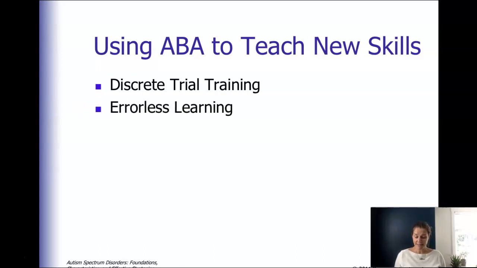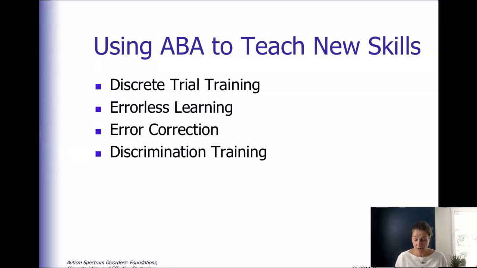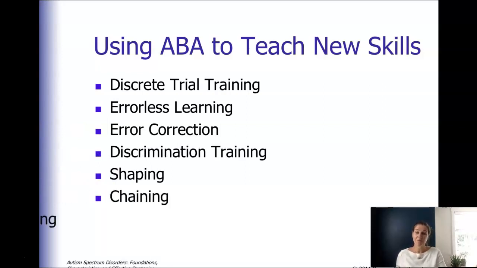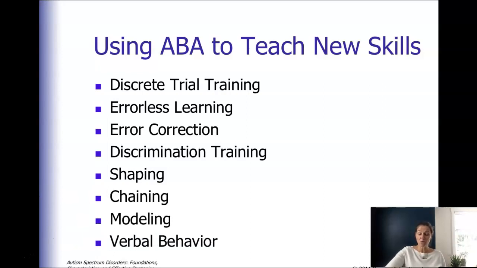Errorless learning is a technique that we use, error correction, discrimination training, shaping, chaining, modeling, and the other technique that we use is verbal behavior to teach people with autism how to increase their communication skills. So as we move forward, we're going to talk about each one of these 8 techniques individually, starting with DTT.